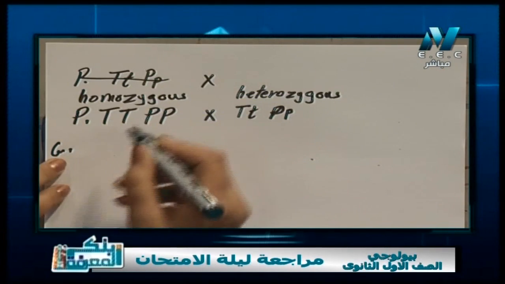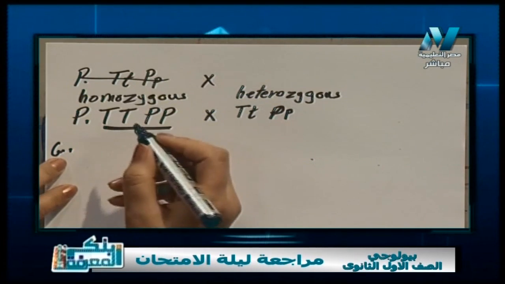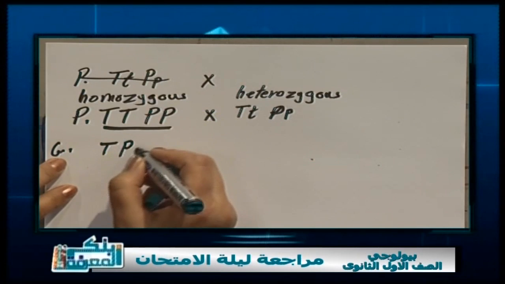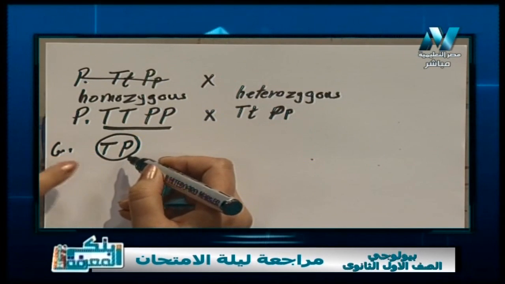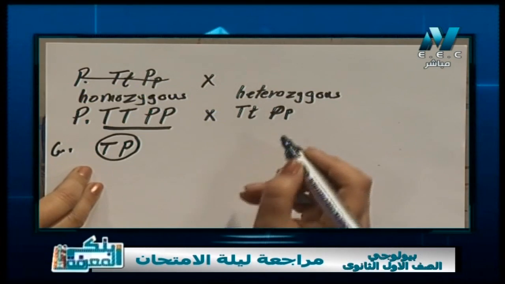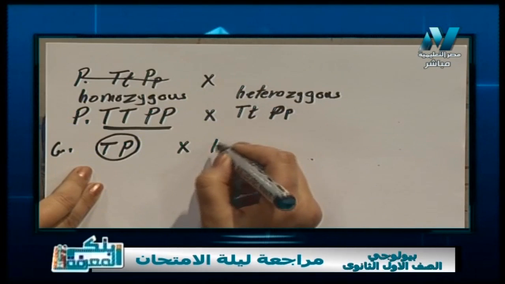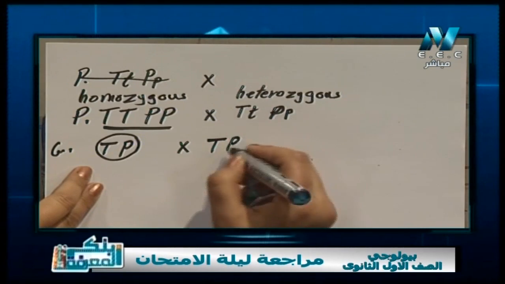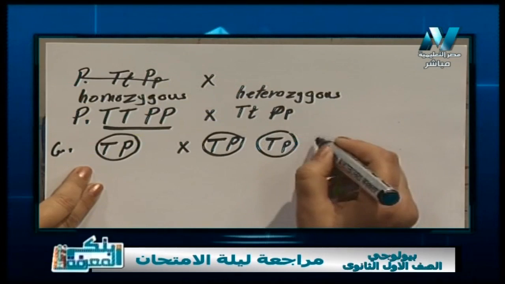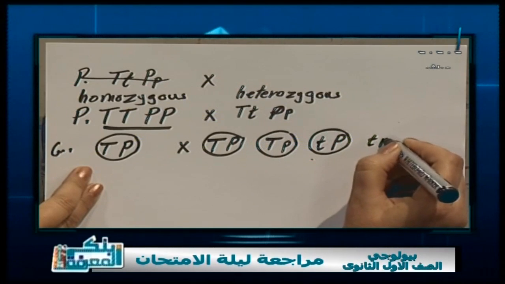Remember, the gamete is a reproductive cell that contains half the number of chromosomes. So we get one of each pair, one T and one P. This is the only possible gamete from this individual. And the second individual will have different types of gametes. It could be capital T with capital P, this is one; capital T with a small p; small t with capital P; or small t with small p.